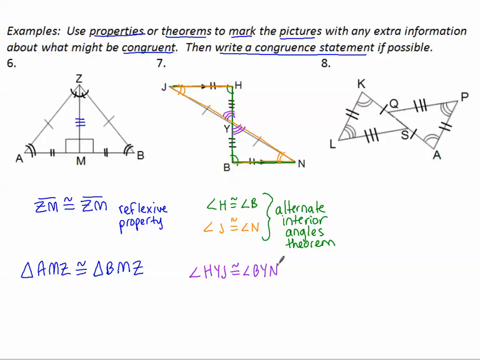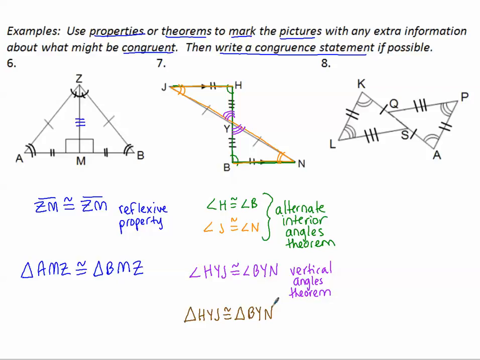Make sure I'm matching up corresponding parts, and it's because these are vertical angles, or because I'm using the vertical angles theorem. Now I have everything marked that I need in the picture. So now I can say that this triangle is congruent to this triangle. Triangle HYJ is congruent to triangle BYN.